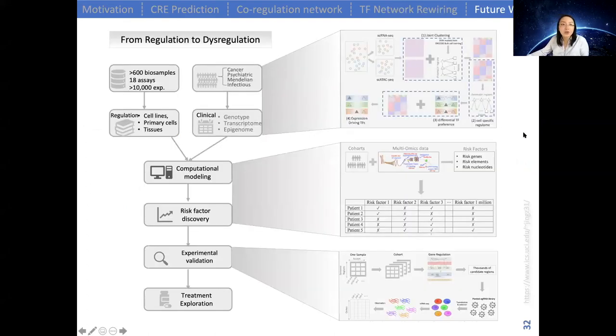So today I introduced the three major parts of my research, that is, annotating the genome, analyzing the co-regulation networks, and analyzing the changes of the TF regulatory network. And I'm gonna talk about some part of my ongoing work. My central hypothesis is how to define gene regulation and how to define the dysregulation in the genes in disease samples, so we can prioritize some risk factors for different genetic diseases.